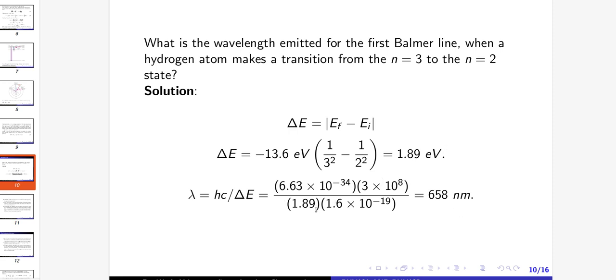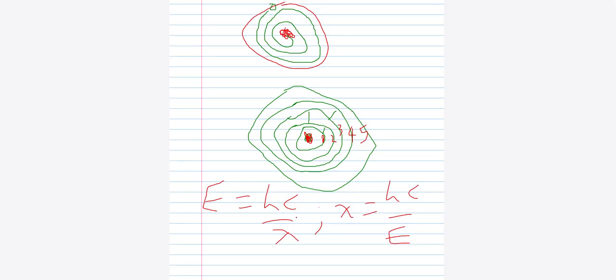Then divided by 1.89 electron volts. So you have to convert 1.89 electron volts to joules. How do you do that? 1 electron volt is 1.6 times 10 to the power minus 19 joules.